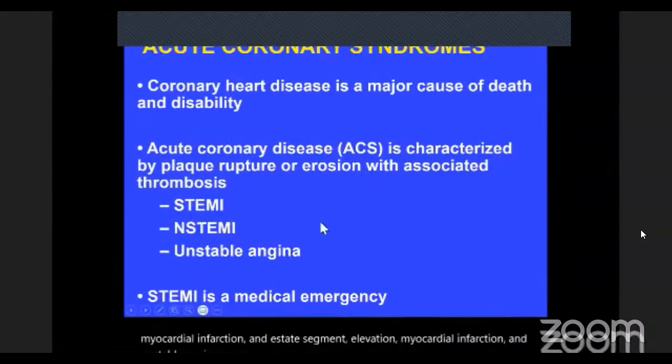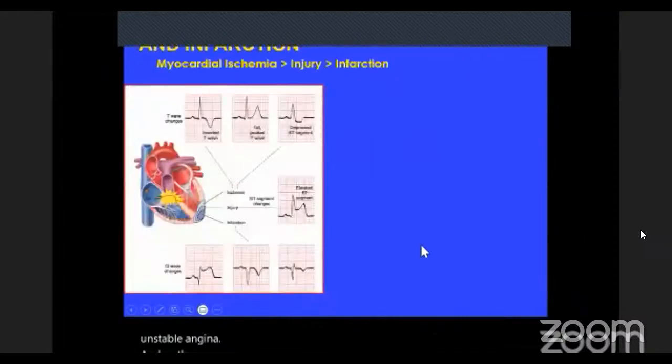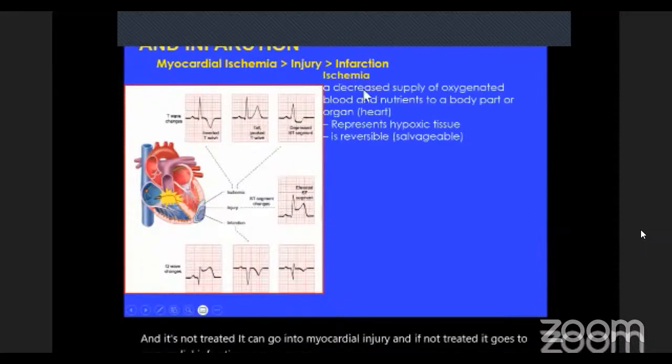And ST segment elevation, as you know, is a medical emergency, so it's important to recognize it. When we have myocardial ischemic changes and it's not treated, it can go into myocardial injury, and if not treated, it goes to myocardial infarction. As you know, when we say there is ischemia, it may just be decreased supply of oxygenated blood and nutrients to part of the heart. And there is hypoxia in the tissue, and still this part is reversible.